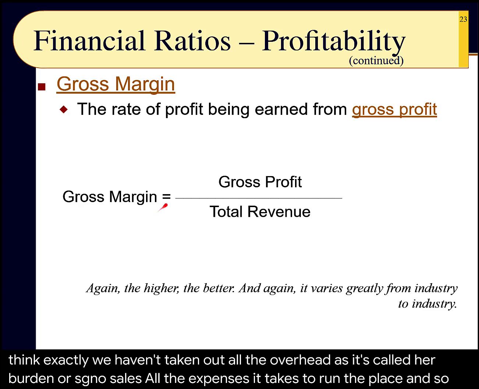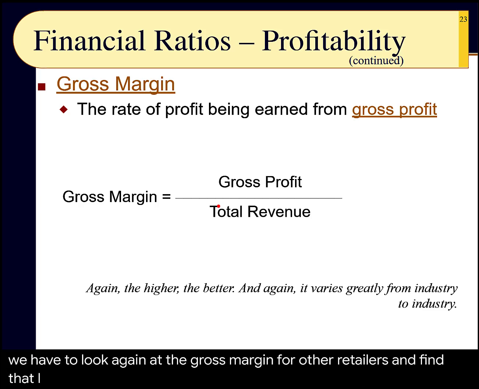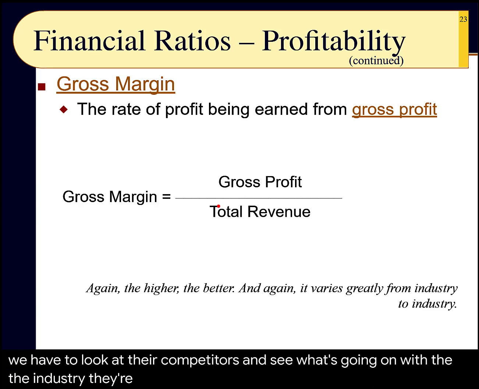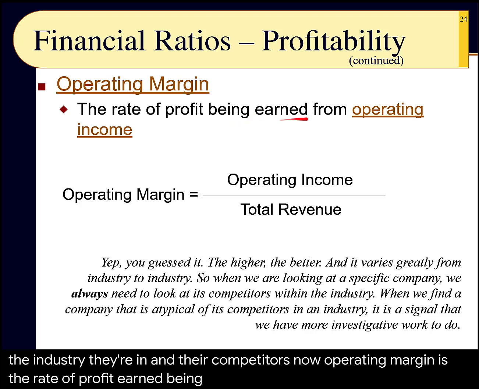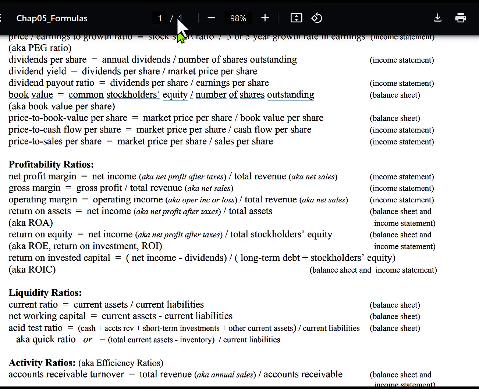And so we have to look again at the gross margin for other retailers and find that I think 30% is pretty darn good, and they got 38%. So again, we have to look at their competitors and see what's going on with the industry they're in and their competitors. Now, operating margin is the rate of profit being earned from operating income. So here we go. Now we're going to take out the SG&O, right?